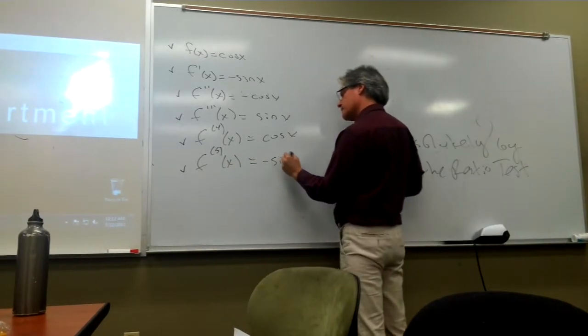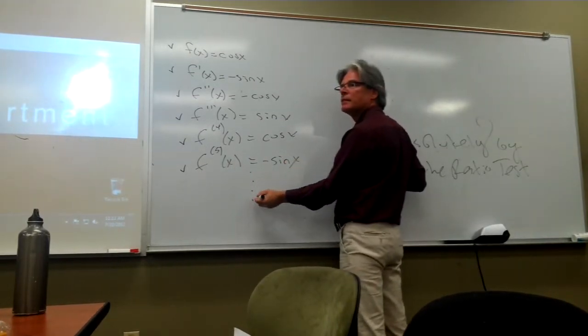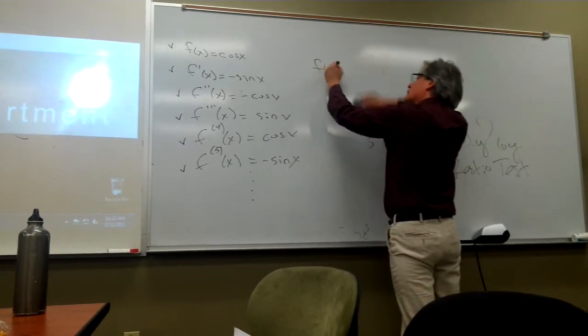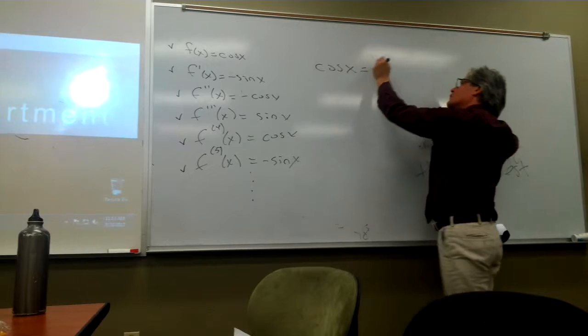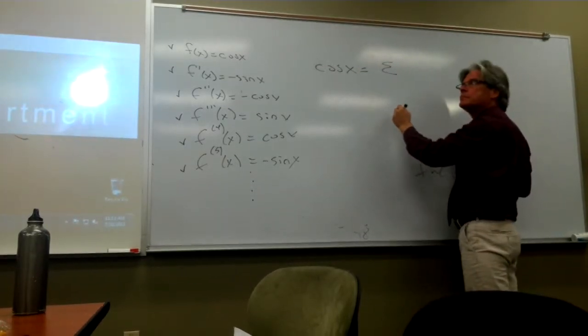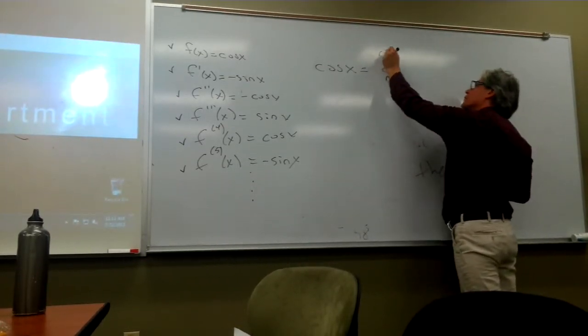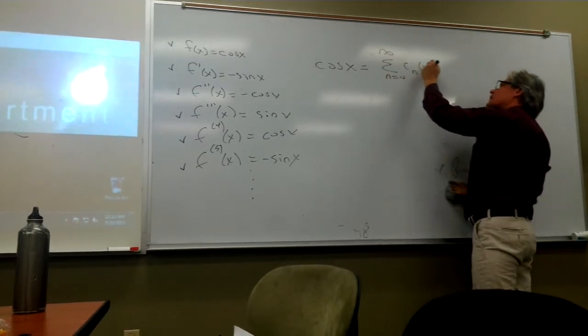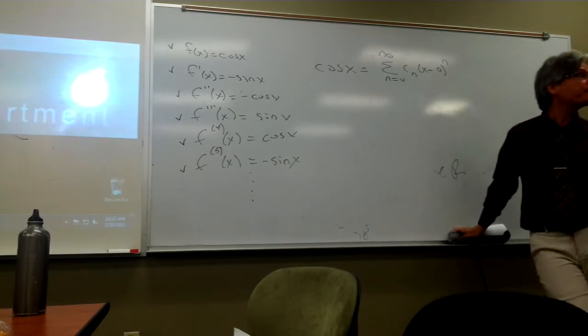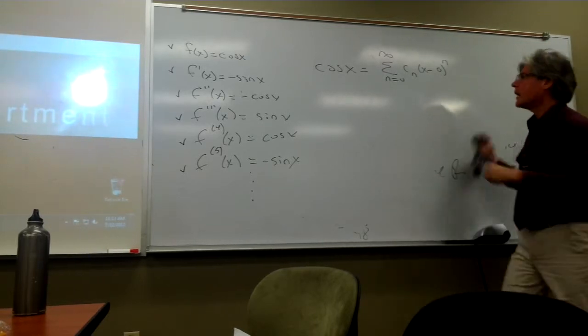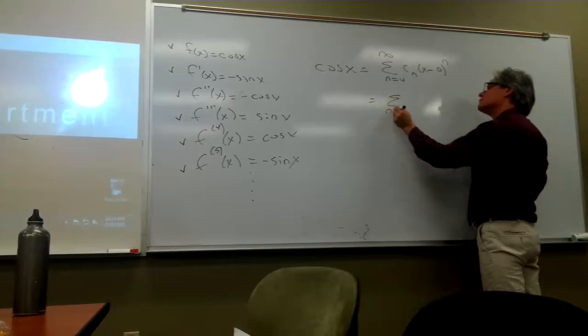Negative sin x. Get the idea. So I think if I had a power series representation for the cosine function, it's going to look like this: the sum as n ranges from 0 on up of C sub n times (x minus a), which in this case is 0, raised to the n power. I want to find a power series centered about x equals 0. I think it's just simply this.